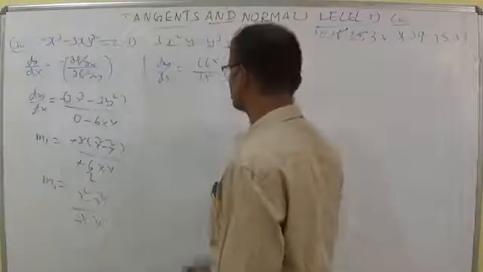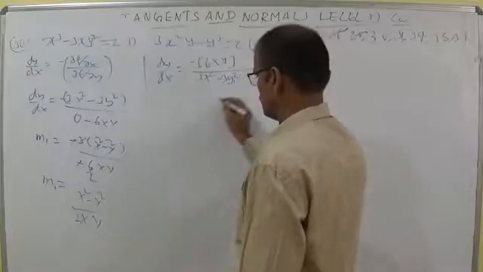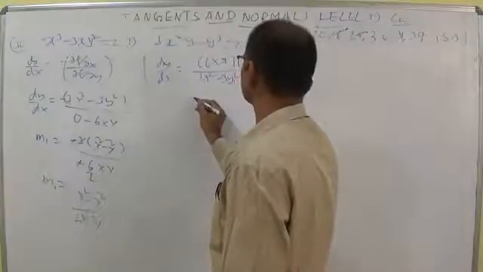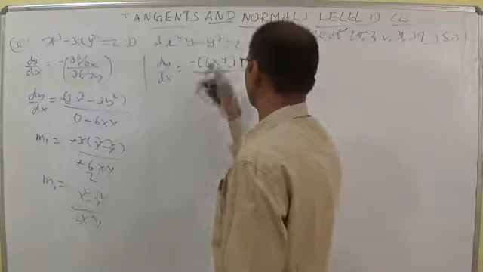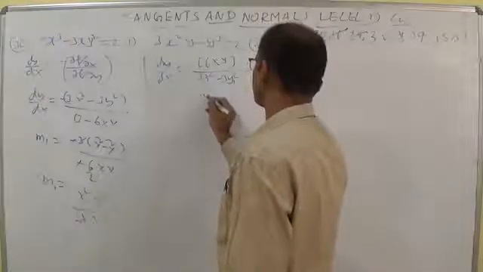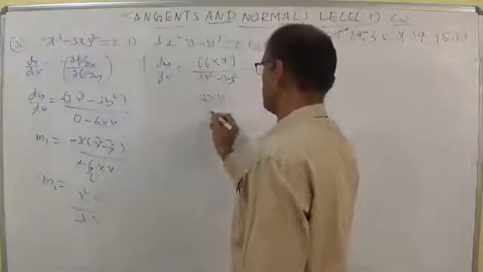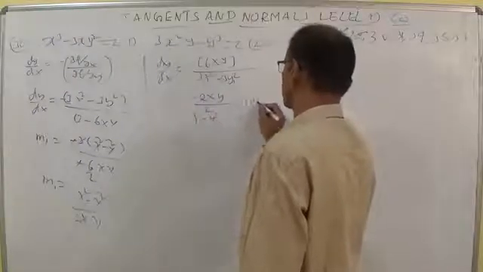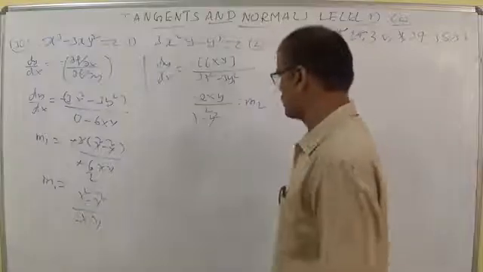Let it be, this is m1, this is m2. You do one thing, minus 2 taken common, so 3 will be dividing in 2 times. You write here 2xy by x square minus y square. Students, this one you think as m2, this is m1.